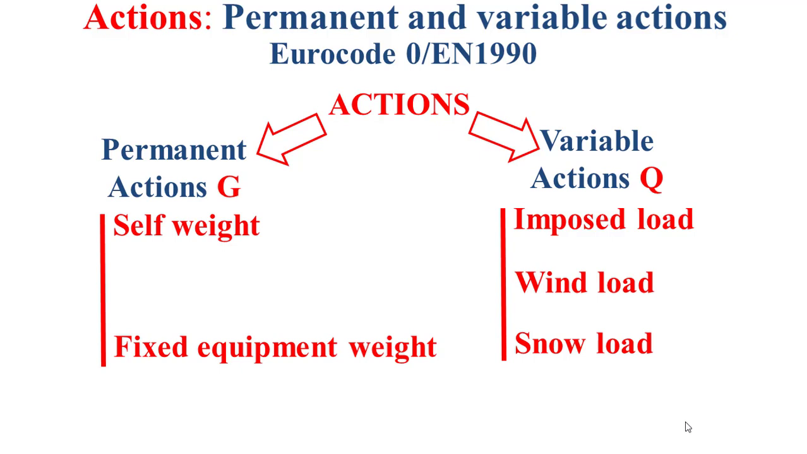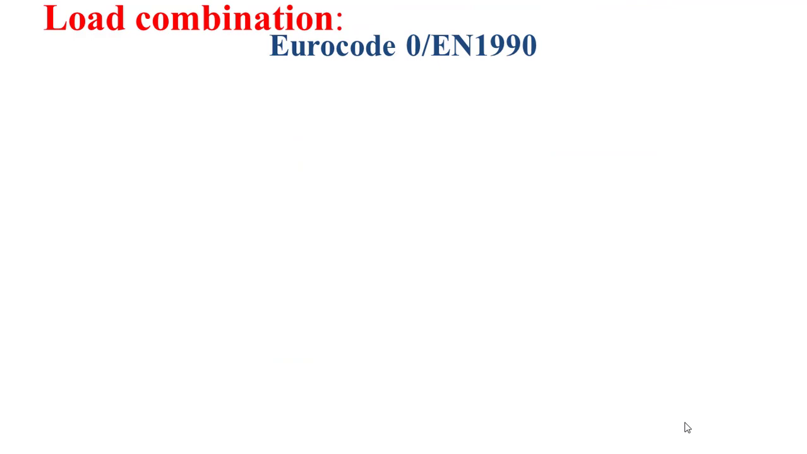So as you can see, we have different types of actions, and it seems that the influence of these actions on the resistance of the steel structure differs from one action to another. So we have to carry out a load combination, or an action combination, reflecting how these actions will be applied together on the steel structure. Now I'll talk about the load combination based on Eurocode standards.